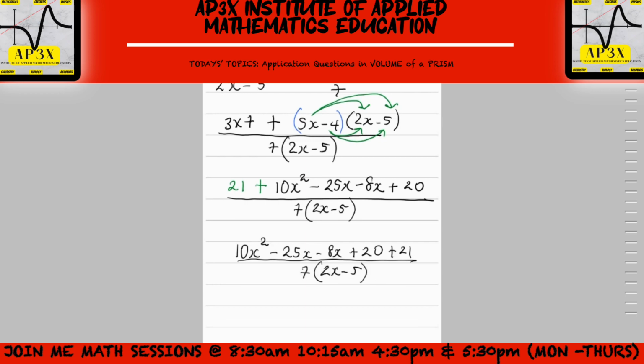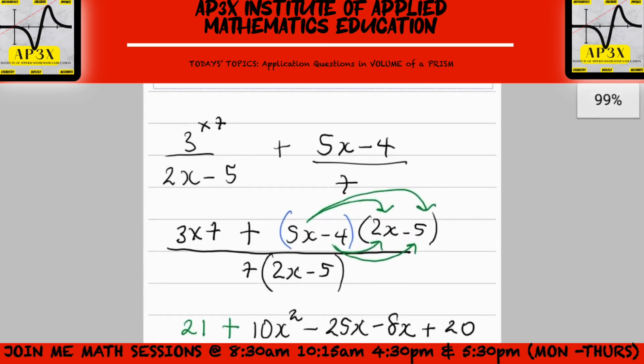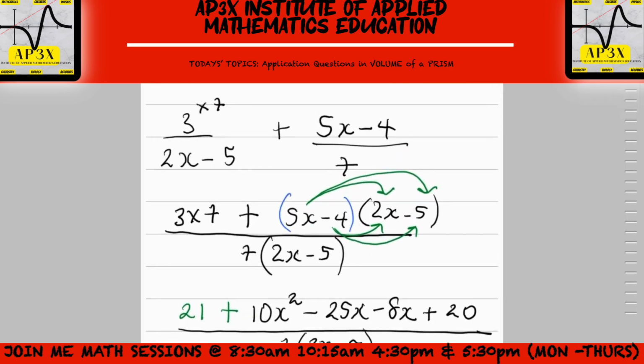So now that everything is grouped nicely in order, our final answer is going to be 10x squared. Here I owe 25 and I owe another 8 on that 25. So apparently I'm going to be owing 33 x's, and then 20 plus 21 gives me 41, and that's going to be all over 7 open bracket 2x minus 5. All right, and that brings us to the end of that particular question, and this actually brings us to the end of this particular tutorial.